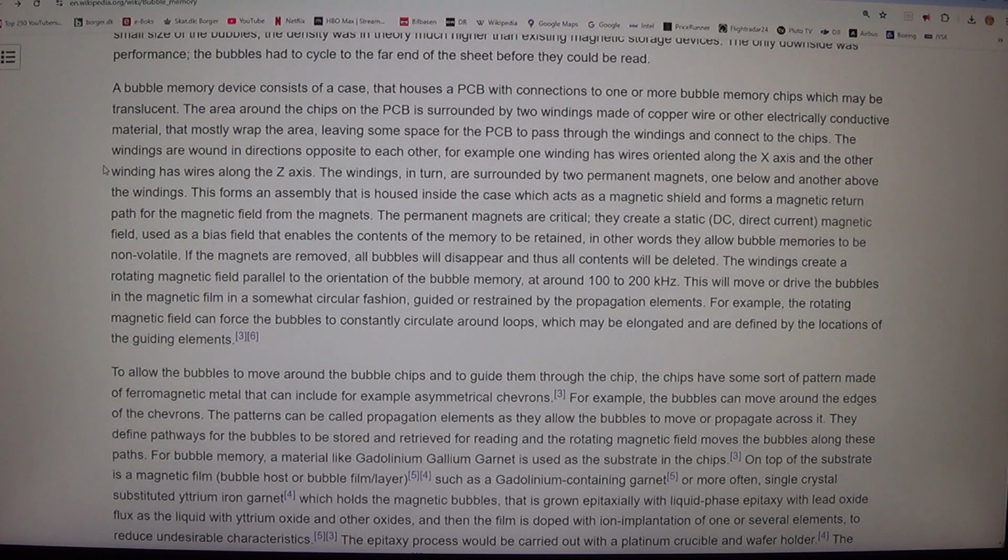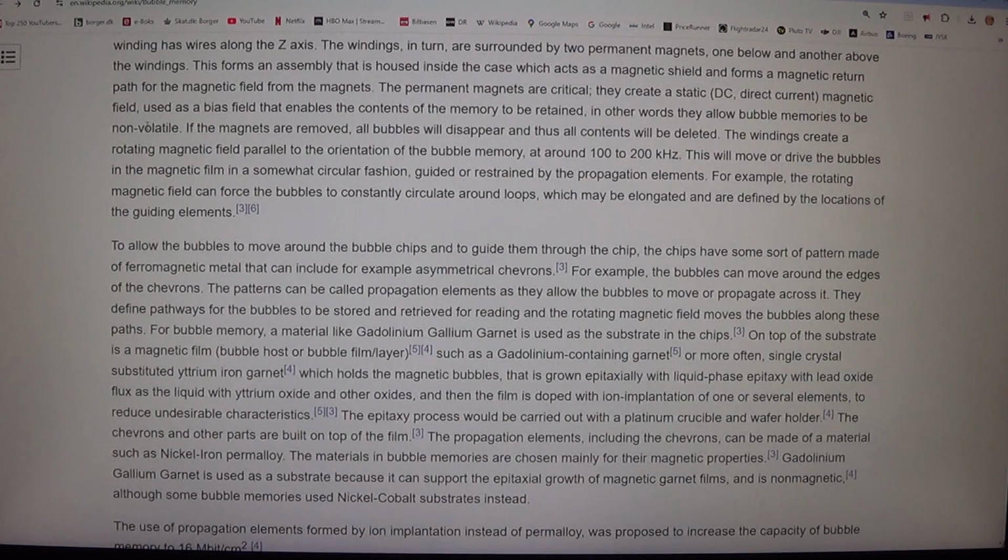They create a static, DC, direct current, magnetic field, used as a bias field that enables the contents of the memory to be retained. In other words, they allow bubble memories to be non-volatile. If the magnets are removed, all bubbles will disappear and thus all contents will be deleted.